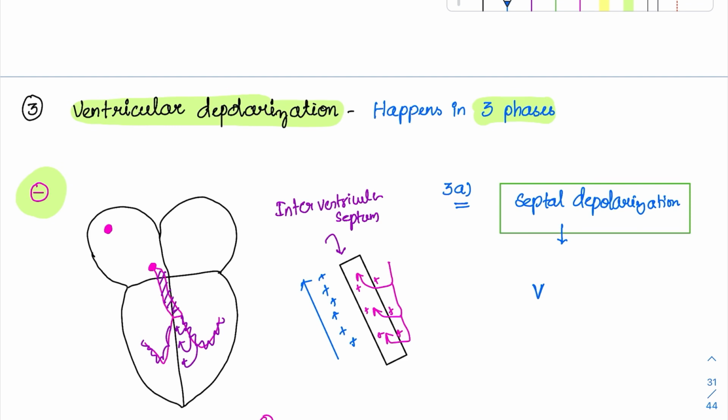Why is it negative? Because the positive ions are going towards a negative terminal. And the deflection will be small. Why is it small? Because now we are depolarizing only the septum. The septum is a small musculature. Negative and small. What is this wave called? Q wave. That is the reason why the Q wave is negative. Even though it is a depolarization wave, it is moving in the opposite direction. That is why it is causing a negative deflection.